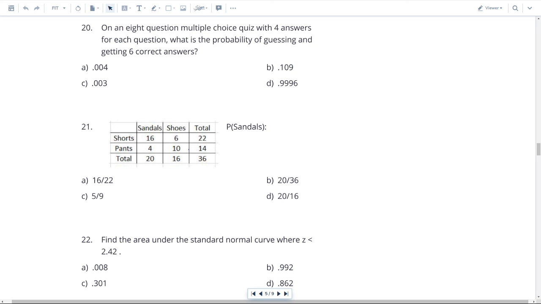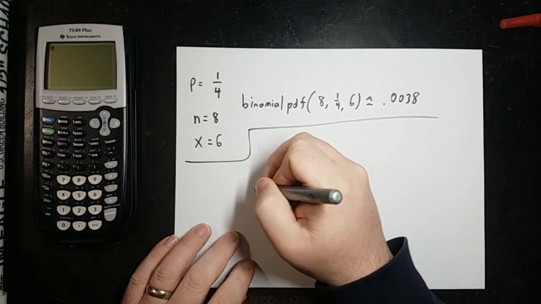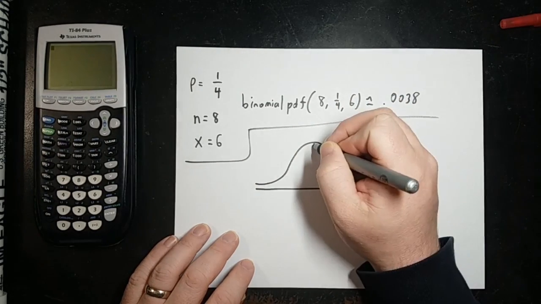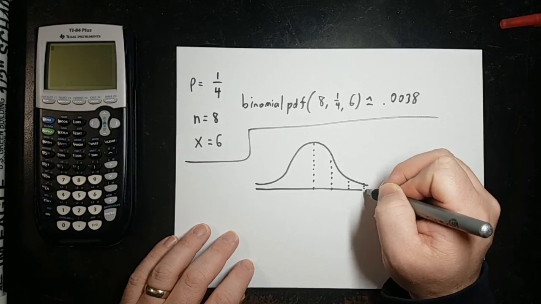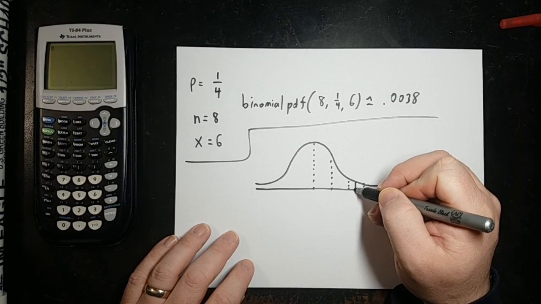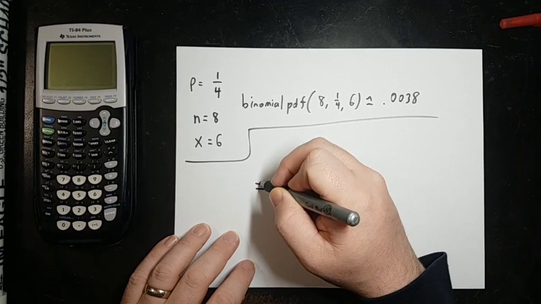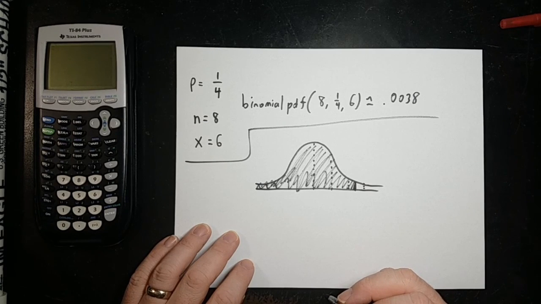Number 22. Find the area under the standard normal curve where z is less than 2.42. Let me flip to my top down. If I'm talking about the standard normal curve, with 0 being right in the middle, there's 1, there's 2, there's 3 standard deviations above the mean. We're looking at about 2.42 and less. This is a lot of that curve.